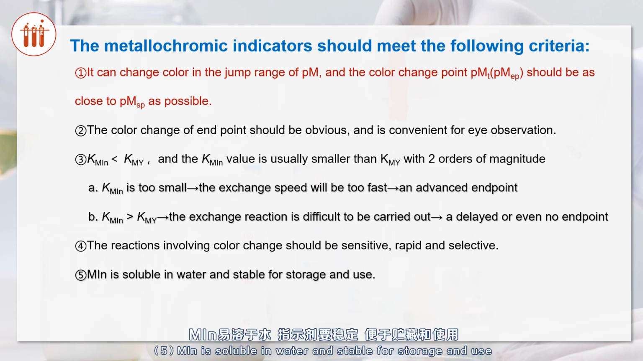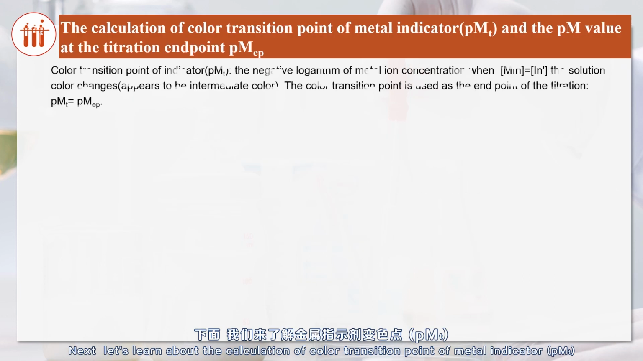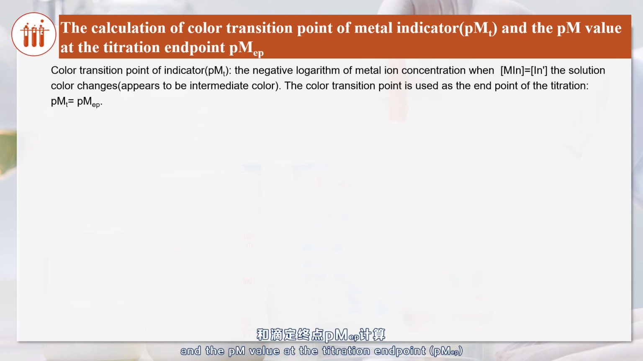MIn is soluble in water and stable for storage and use. Next, let's learn about the calculation of the color transition point of the metal indicator pMt as a pM value at titration endpoint pMep.